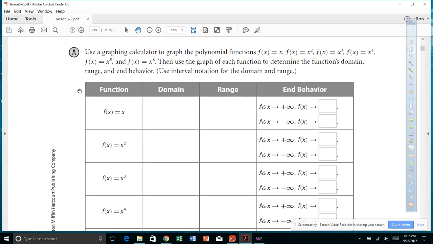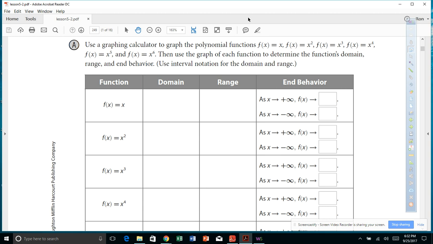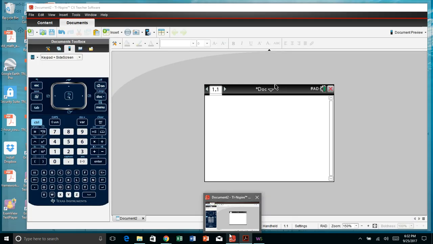Use a graphing calculator to graph the polynomial functions f of x equals x, f of x equals x squared, f of x equals x cubed, f of x equals x to the 4th, f of x equals x to the 5th, and f of x equals x to the 6th. Then use the graph of each function to determine the function's domain, range, and end behavior. Use interval notation for the domain and range. So let's see here. Let's do f of x equals x.